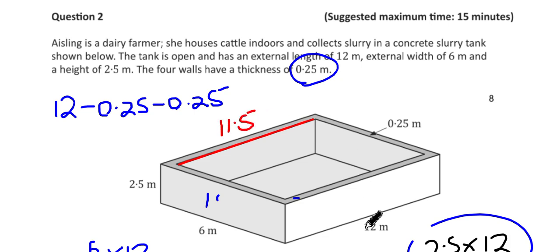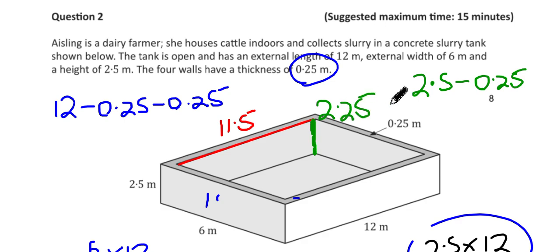11.5. Now, do you see this green line? I think you only have to take it away once this time. Why do you only have to take it away once? There's no lid. It's only the bottom part that you have to worry about the thickness of. So you get 2.5 and you take away 0.25, and what's that? 2 points.